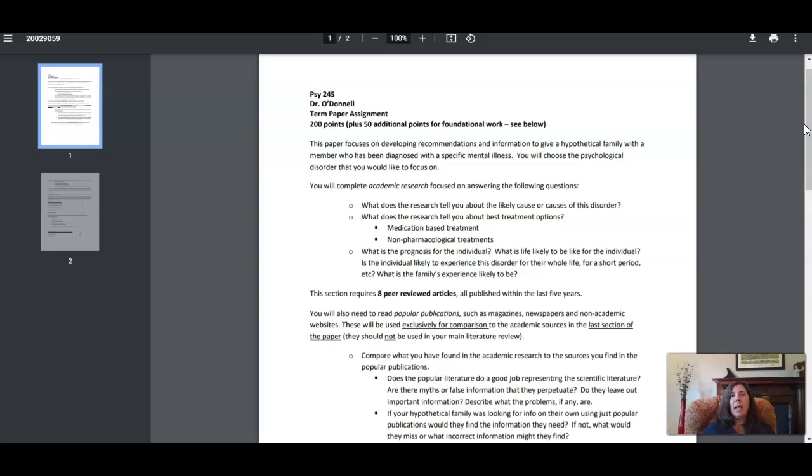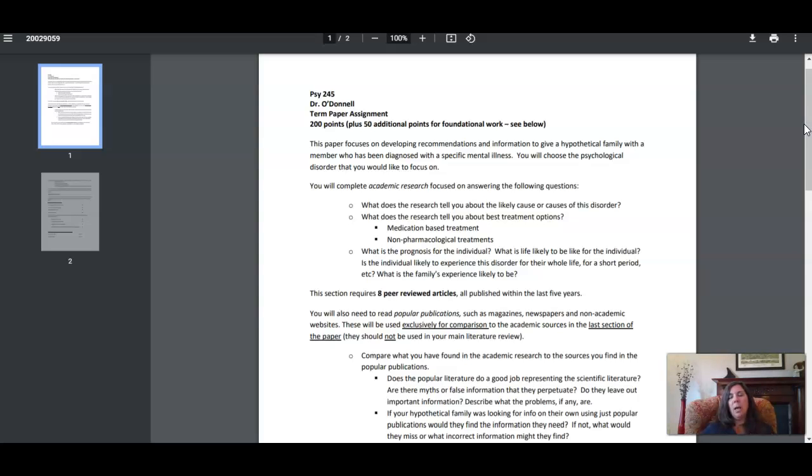So you pick the disorder, and then you're going to complete academic research to answer the questions listed here. What does the research tell you about the likely cause or causes of this disorder? What we're going to talk about is etiology. It's going to be a word you become very familiar with. What does the research tell you about the best treatment options for the disorder? That should include both medication-based treatment as appropriate and non-medication treatments as appropriate. And then what is the prognosis or outcome for the individual? What is life likely to be like for them? Are they likely to experience this disorder for a long time? Are they likely to recover? And in addition, what is the family's experience likely to be like in the short term and long term?